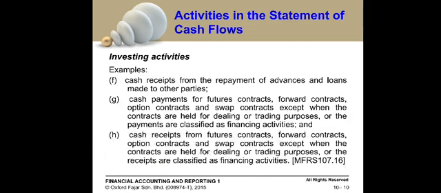The next thing is cash payment for future contracts, forward contracts, option contracts, and swap contracts, except when the contracts are held for dealing or trading purposes, or the payments are classified as financing activities. And cash receipts from future contracts, forward contracts, option contracts, and swap contracts, except when the contracts are held for dealing or trading purposes, or the receipts are classified as financing activities. This is according to MFRS 107.16.